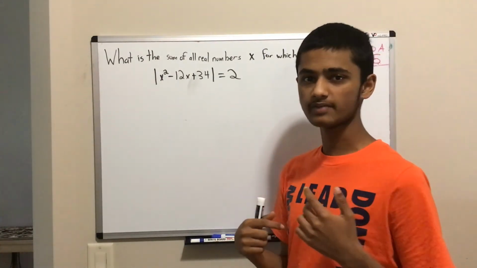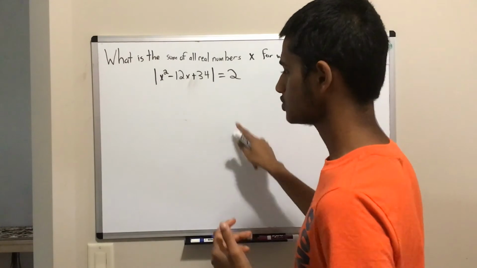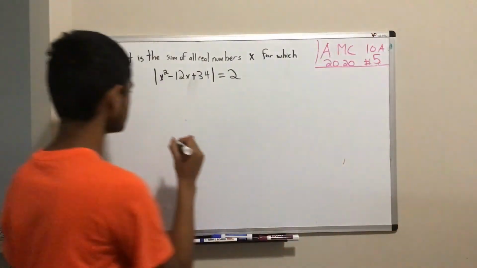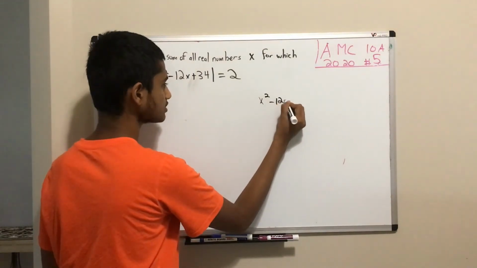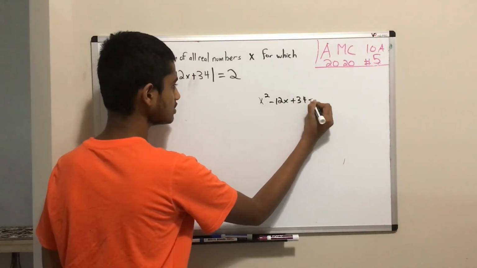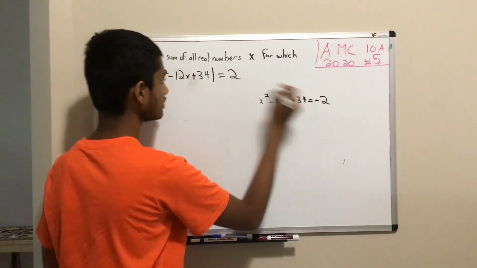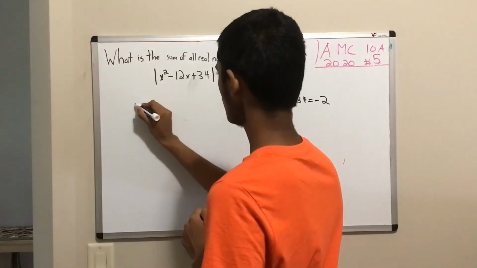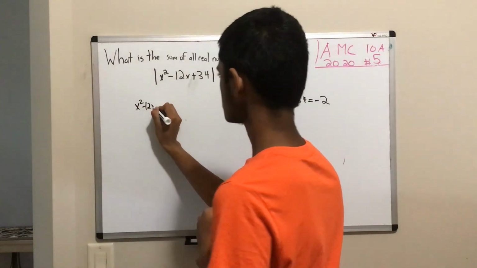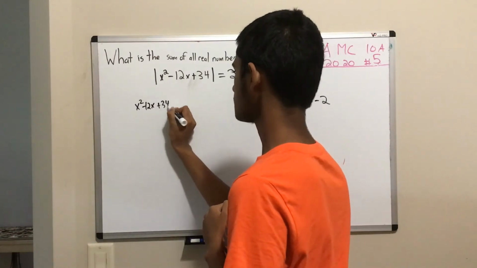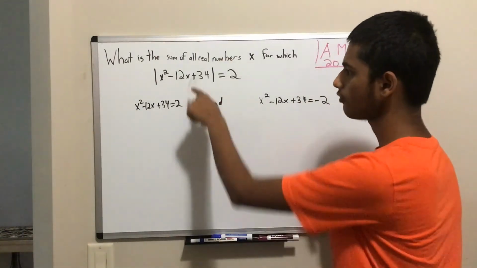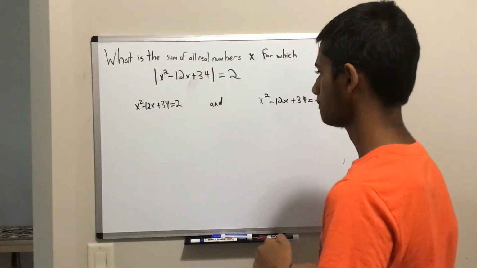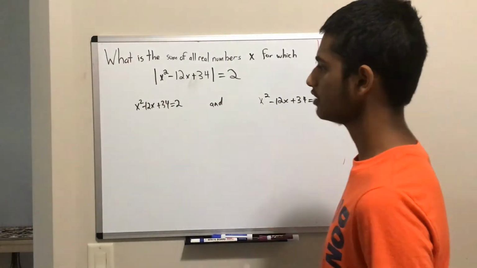And the way we want to deal with absolute values is to branch this equation off into two different possibilities. So one of them would be x squared minus 12x plus 34 is equal to negative 2 because of the absolute value, or x squared minus 12x plus 34 is simply just equal to 2. So both of these will be considered solutions for this equation over here. I'll just start with solving the left hand side first.